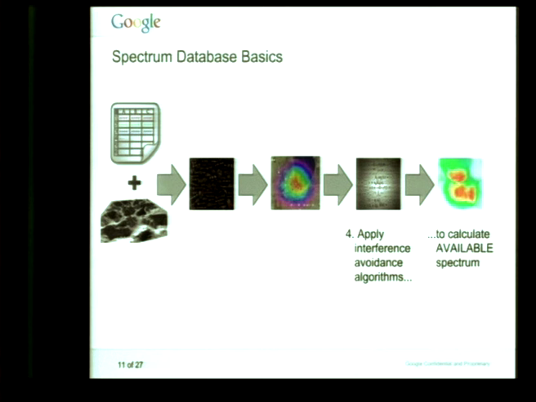The next thing you want to do is find what is available or what is potentially safe to use for white space devices. And so you run some interference avoidance calculations to find what is the available spectrum. You can think of this as kind of the inverse or the complementary spectrum to what is occupied.